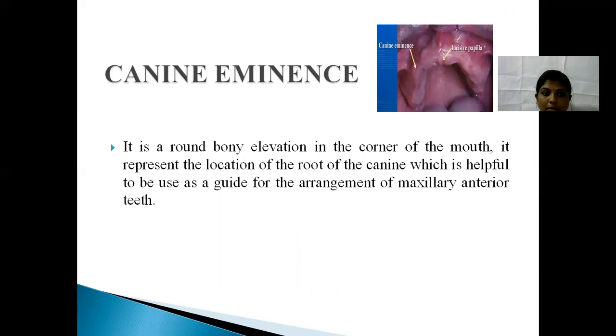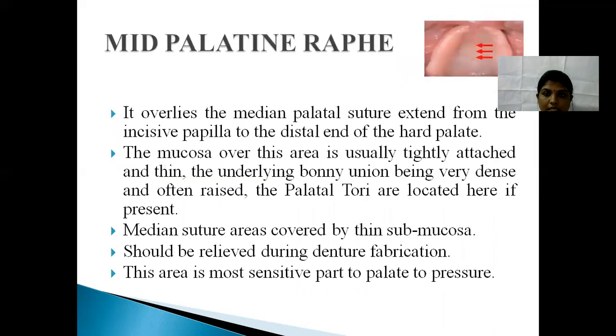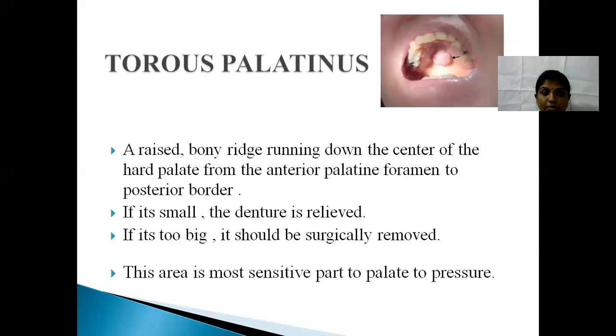Next one is the canine eminence, which is a rounded bony elevation at the corner of the mouth, which will guide in the arrangement of maxillary anterior teeth. Then we have the mid-palatine raphe, which is covered by thin submucosa. It should be relieved during the denture fabrication. It is the most pressure-sensitive part of the palate.